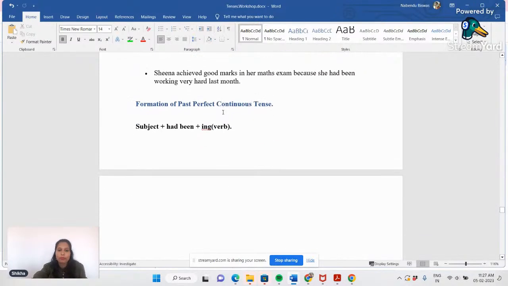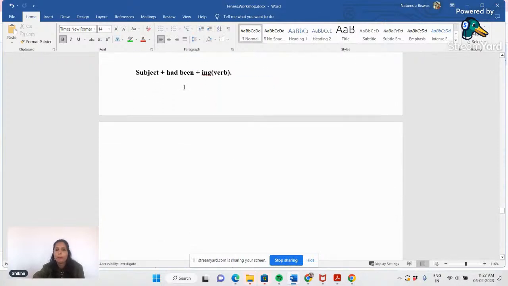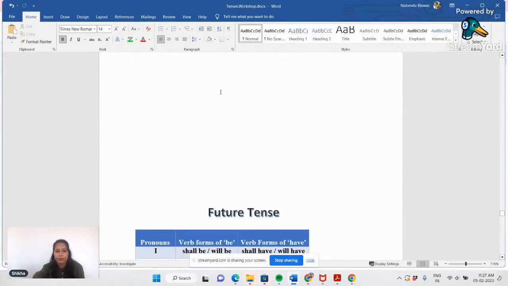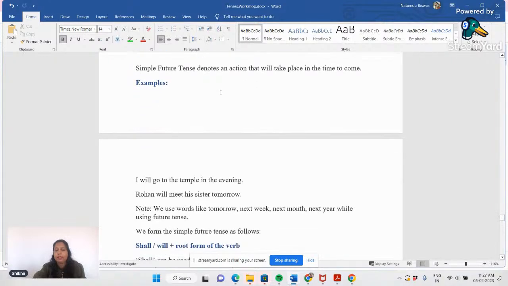So how will we form past perfect continuous tense? We will use subject plus had plus been plus the ing form of the verb, right? So next we are moving to future tense. We all know the moment we talk about future, we will use the verb will. Okay, so simple future tense denotes an action that will take place in the time to come.